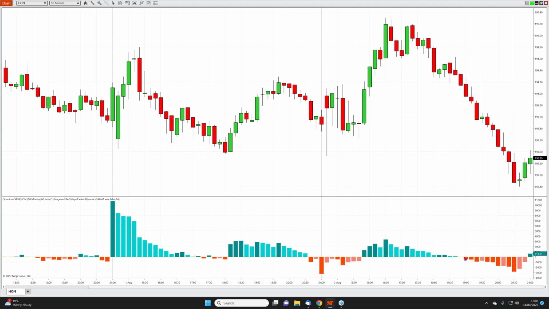And I suppose in some ways, you can think of this in a similar sort of way that we do when we're looking at volume associated with a price move. We want to see rising volume with rising price, and also rising volume with falling price. So in other words, momentum.